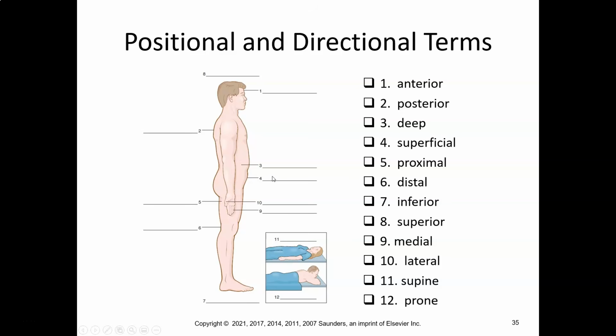So an example would be the stomach is deep to the skin. The heart is deep to the rib cage. But then if we reverse it, superficial, we can say the skin is superficial to the stomach. The skin is superficial to the rib cage.